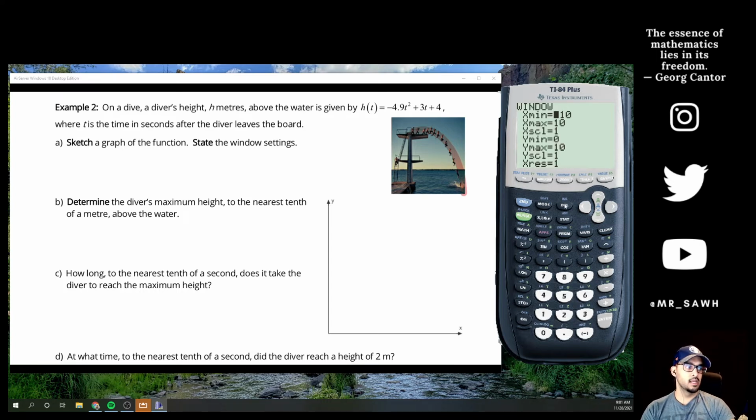You can't go backwards. So if I press window again, if I can't go backwards in time, we'll make the minimum for time 0, and you'll see that now it looks a little bit more similar to the situation we have. But again, there's a lot of unused space on this graph, so we're going to cut some more of it off. And if you count the tick marks, the diver hits the water just after the tick mark of 1. So if I just make my x maximum 2, it's going to really zoom in for me, and I'm going to see this picture a little bit better.